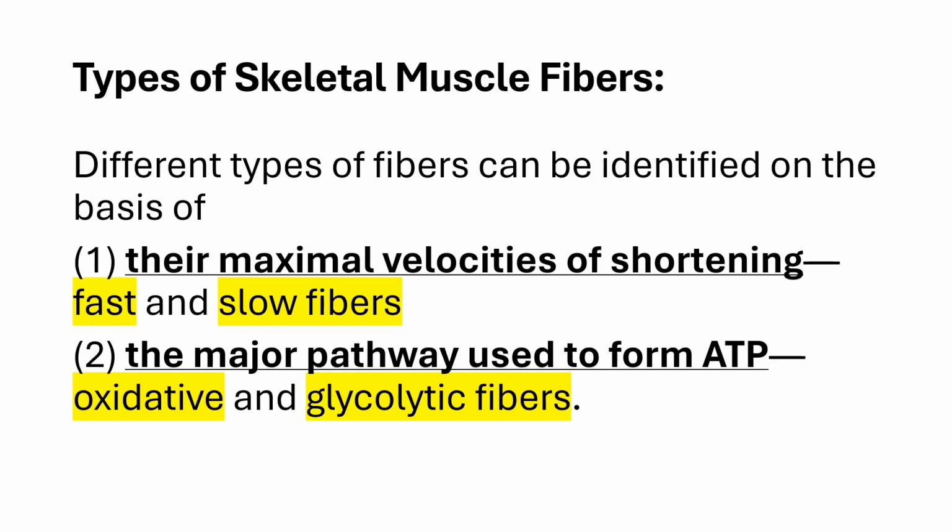Let's discuss the types of skeletal muscle fibers and how they are classified based on two key characteristics. Number one is their maximal velocities of shortening, and number two is the major pathway used to form ATP. On the basis of maximal velocities of shortening, muscle fibers can be classified as fast fibers and slow fibers, depending on how quickly they can shorten during contraction. And number two is the major pathway used to form ATP. Skeletal muscle fibers also differ in their primary metabolic pathway. They use it to generate ATP, which is the energy currency of the cell.